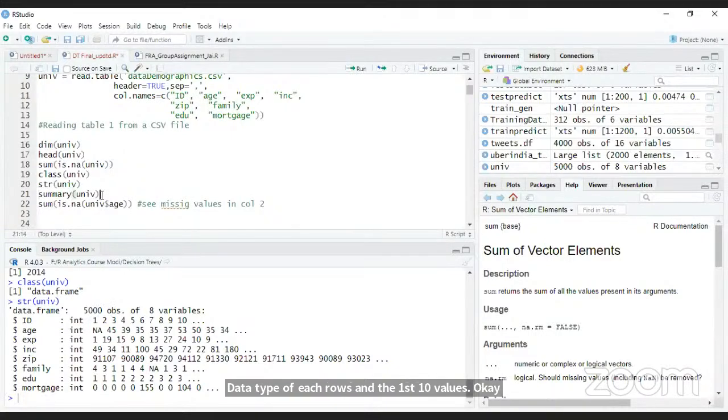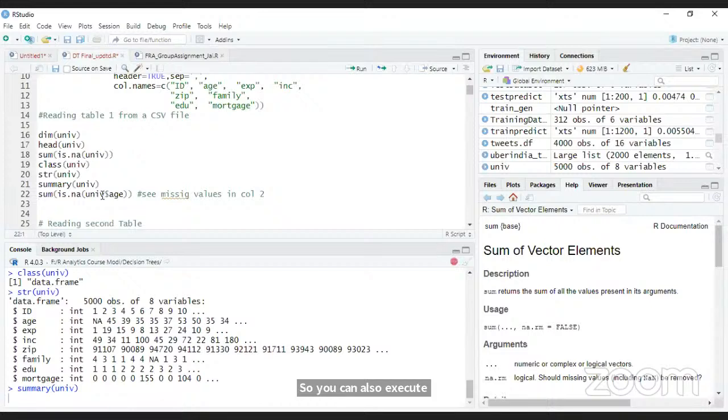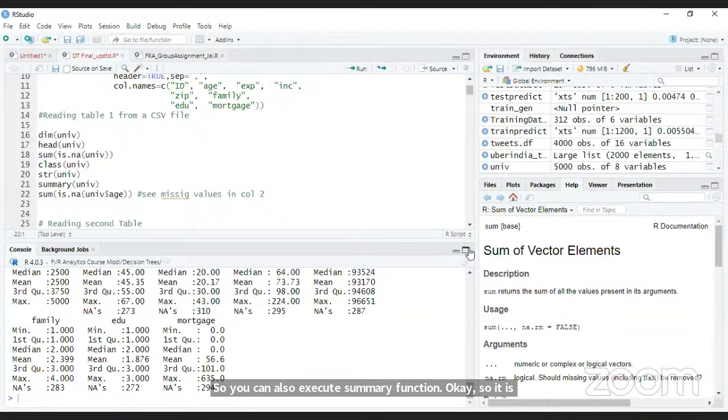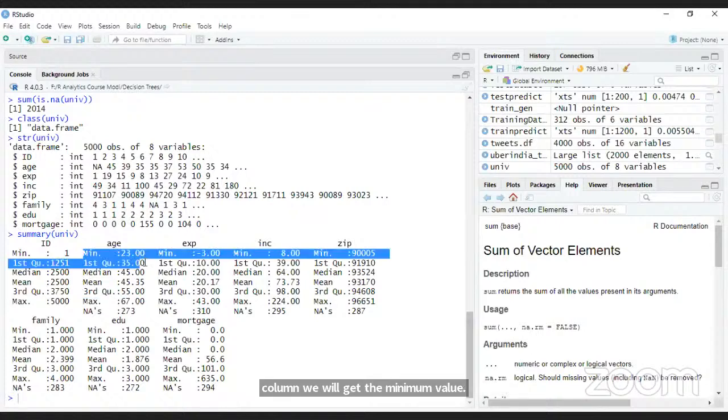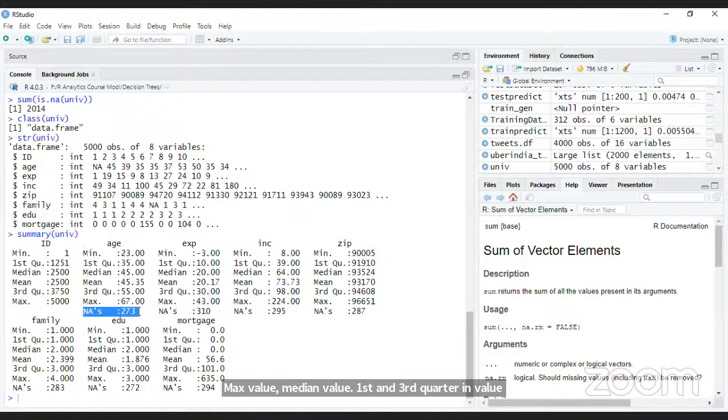You can also execute the summary function. It is taking some time, not to worry. Because we have all numeric columns, integer or numeric, for each and every column we will get the minimum value, max value, mean, median value, first and third quartile value, and the missing cells in each column. So 273 divided by 5,000 into 100 is less than 2.5%, or nearly close to that. So the missing values can be easily filled.